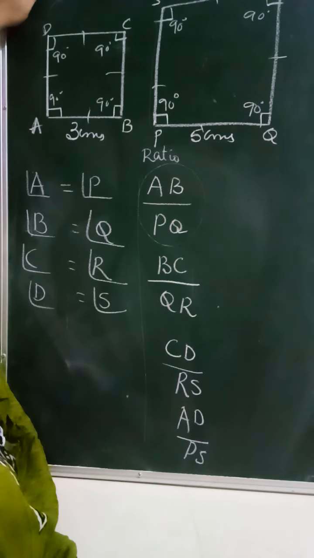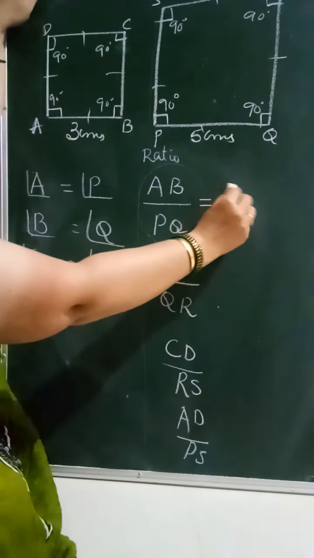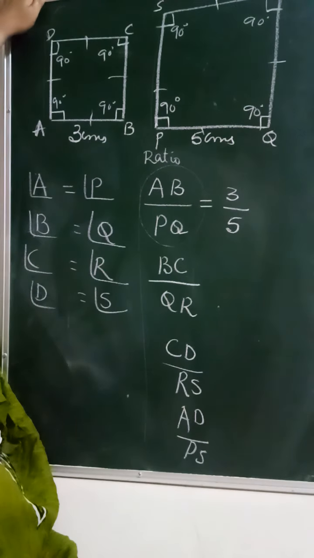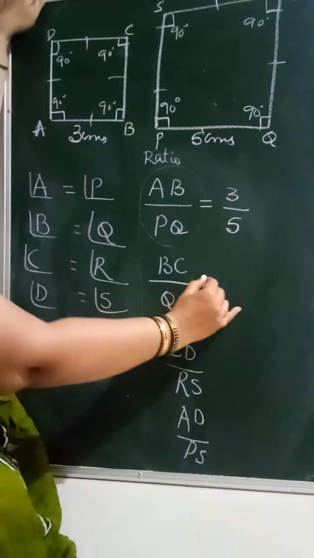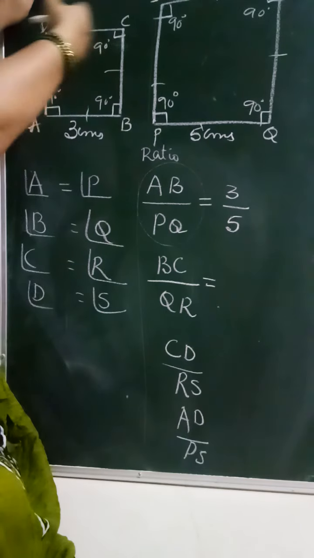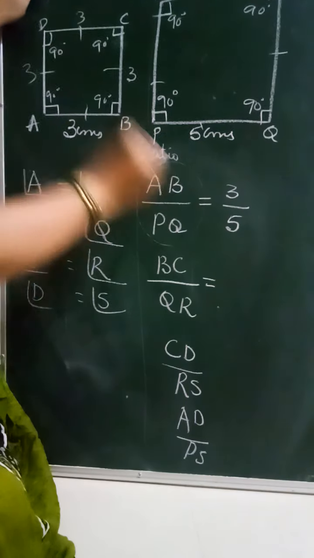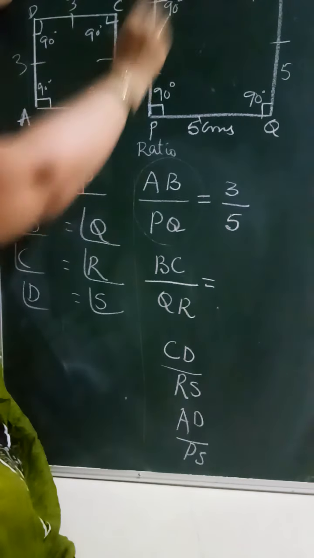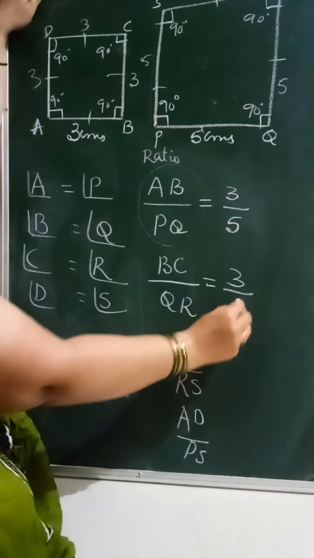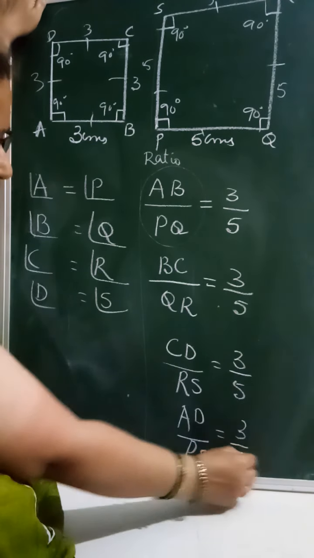Now, let me see what would be the ratio of the corresponding sides. The length of AB is 3, the length of PQ is 5. So, the ratio of AB by PQ is 3 by 5. In the same way, what would be the length of BC? It is a square, so all the sides are equal. Here, all the sides are equal to 3 centimeters. There, all the sides are equal to 5 centimeters. Hence, BC is 3, QR is 5. Similarly, CD is 3, RS is 5. AD is 3, PS is 5.